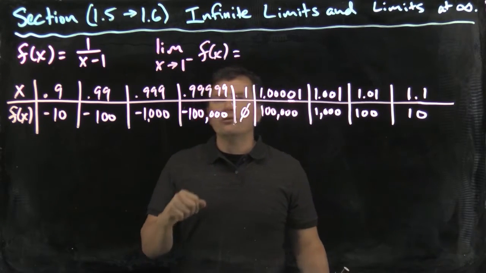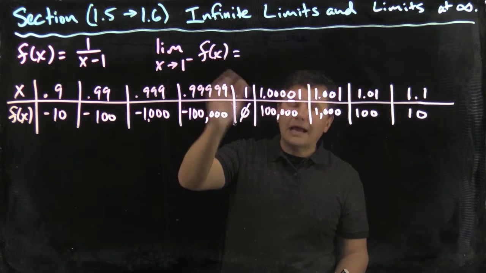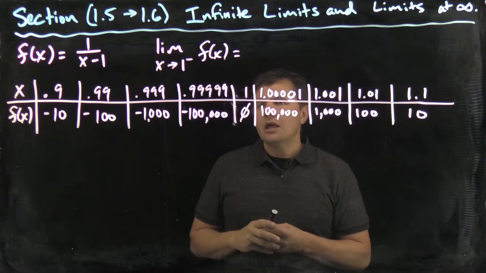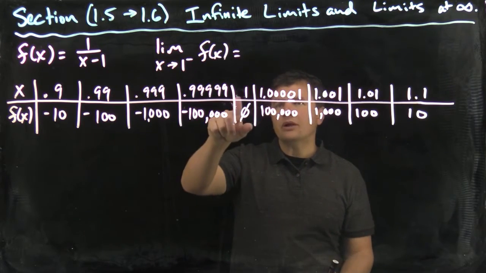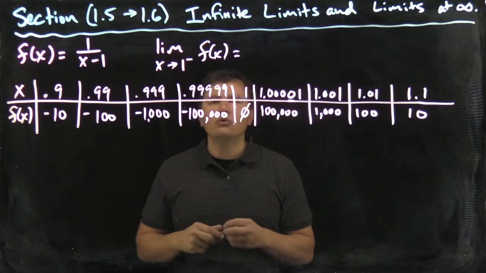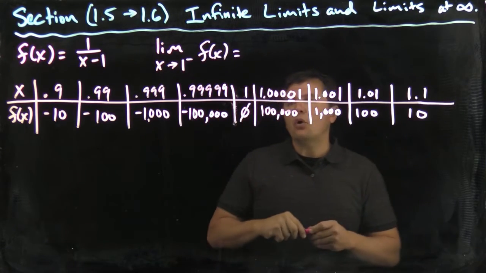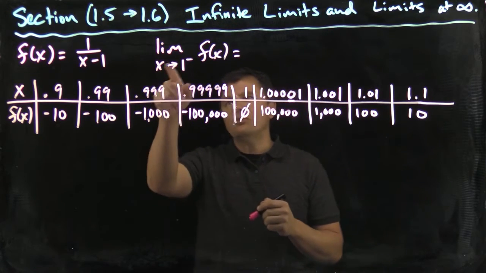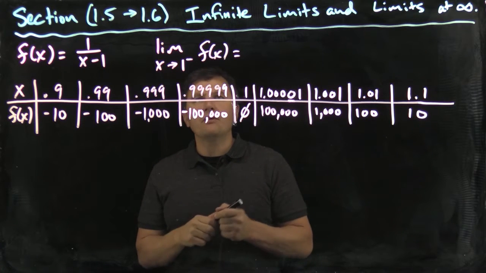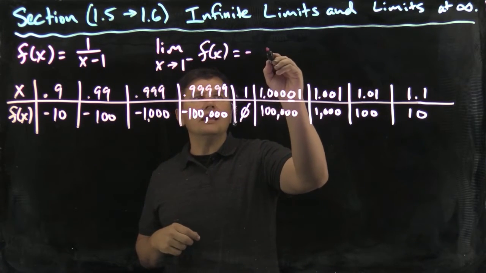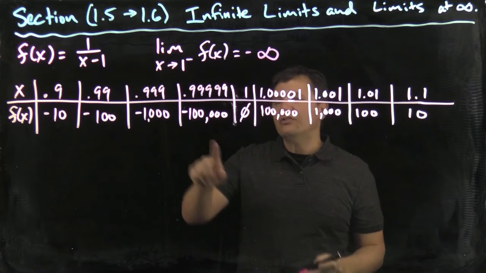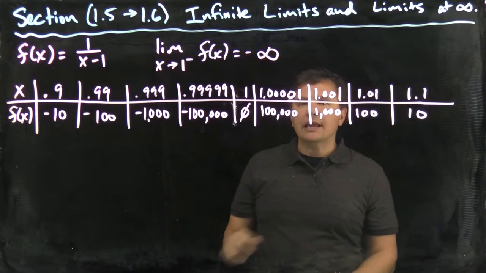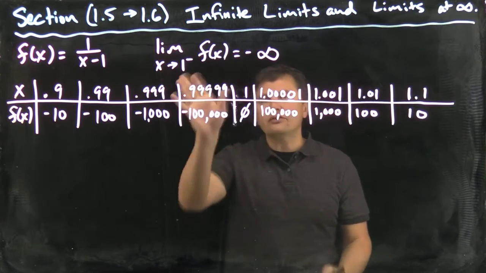If I went even closer, like 0.999999, you would see that this number is going to be a larger negative number. And we can keep going on like that as we get closer and closer to 1. And I encourage you to investigate that. So get closer to 1 from the left with your calculator and see what it's going to. So we would say the limit as x approaches 1 from the left of f of x is equal to negative infinity. Okay? So what we see is the y values growing without bound in the negative direction, which would indicate negative infinity.